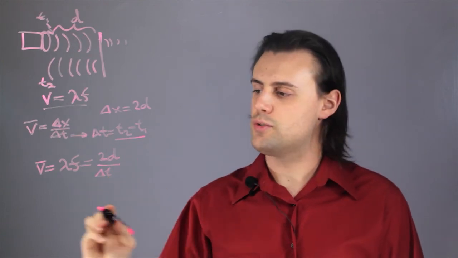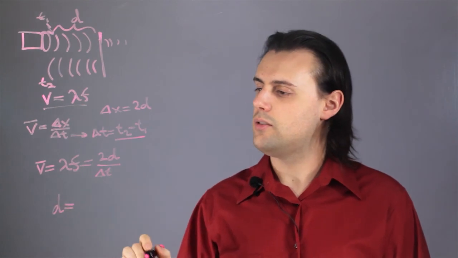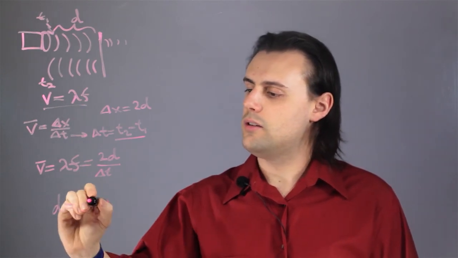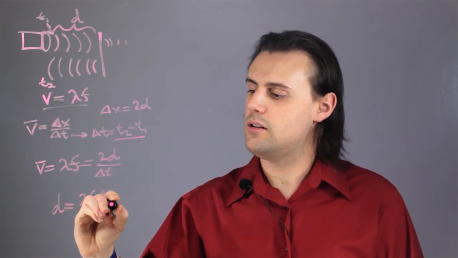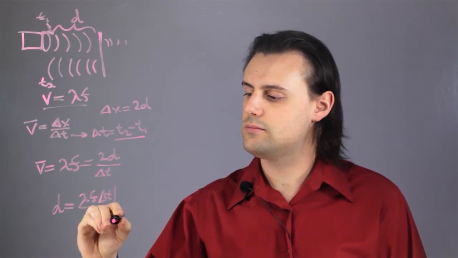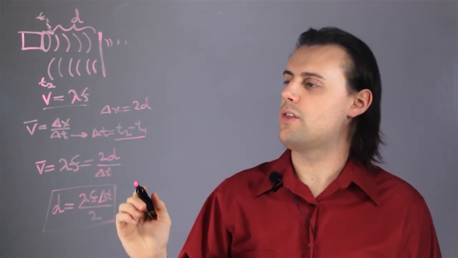And I just use algebra to solve for d in terms of all the other variables. So d is going to be equal to lambda f delta t divided by 2. And that would be the physics involved with this machine.